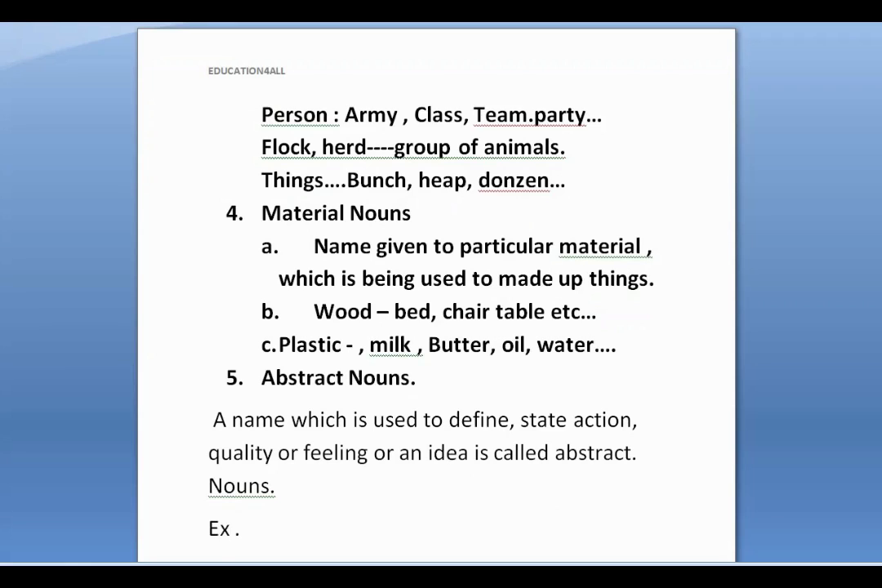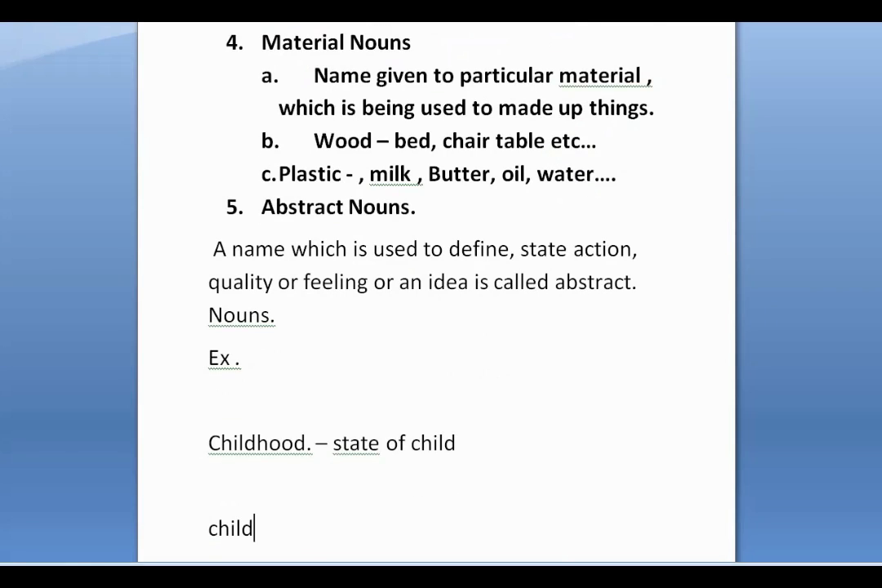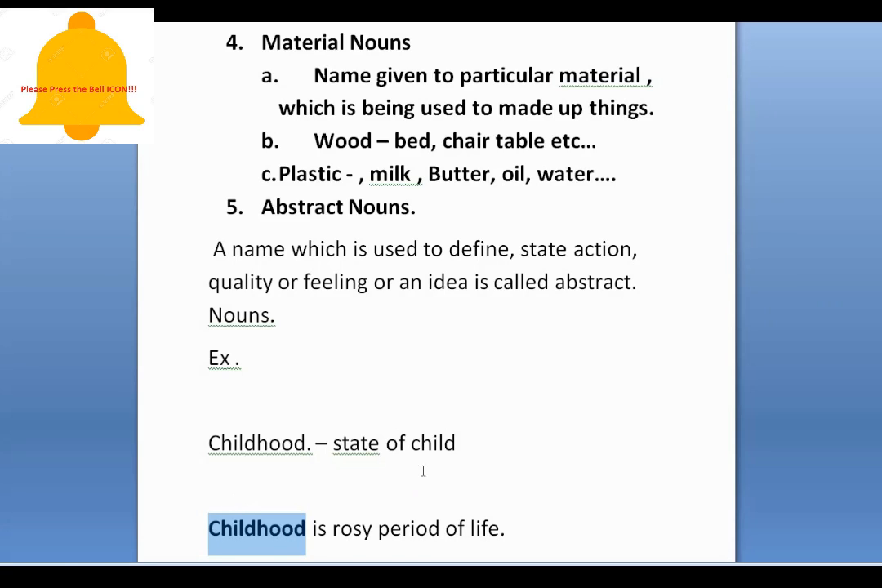If I talk about the examples, then we can say childhood. What is childhood? Basically, it is the state of child life, right? Or we can say in a sentence, if a sentence is given like, childhood is the rosy period of life. Here childhood is only defining a state of the child period, right? It does not have any particular body. We can only understand it, we can only feel it, right? We can only live it. If someone is in their childhood, they can only live it, and they can't touch it, right?